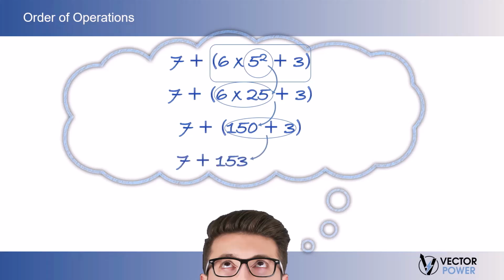And we now have 7 plus 153, which would equal 160. Is that the answer that you calculated? If so, congratulations. 160 is the correct answer.